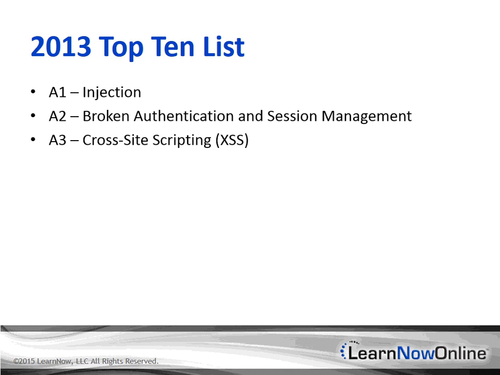Third one is cross-site scripting. You no doubt have heard about that. It's a very obnoxious kind of risk. So cross-site scripting happens when an application takes untrusted data. In fact, you might be starting to see a theme here. Untrusted data is a big problem. But in cross-site scripting, it sends it to a web browser without proper validation or escaping. So this attack lets attackers execute scripts in the victim's browser, which can hijack user sessions, deface websites, or redirect the user to malicious sites.